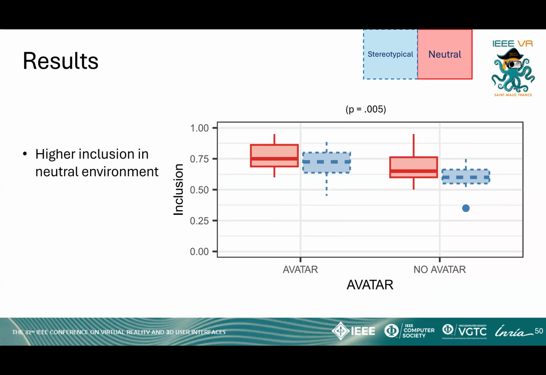As for our results, our first result showed that participants felt higher inclusion in the neutral environment. You'll see on the right hand, the neutral environment resulted in higher inclusion for both avatar and no avatar conditions. And the participants in the avatar condition also felt higher inclusion than the no avatar condition.